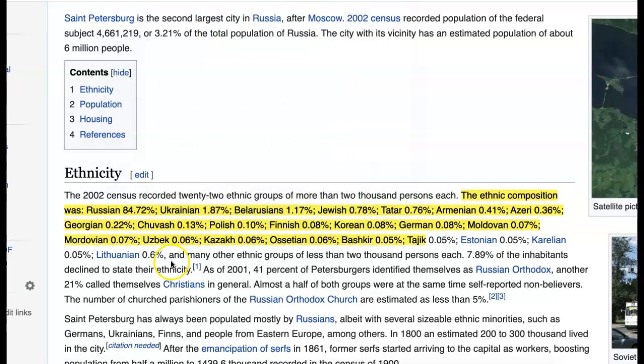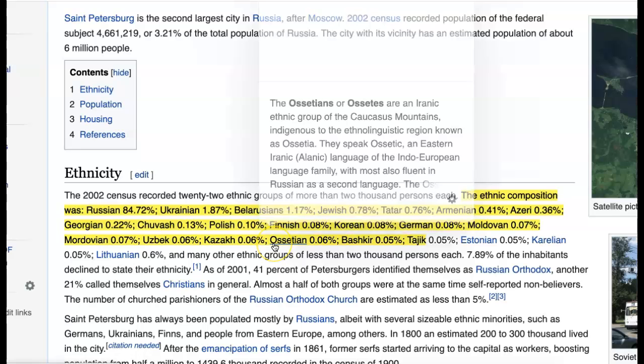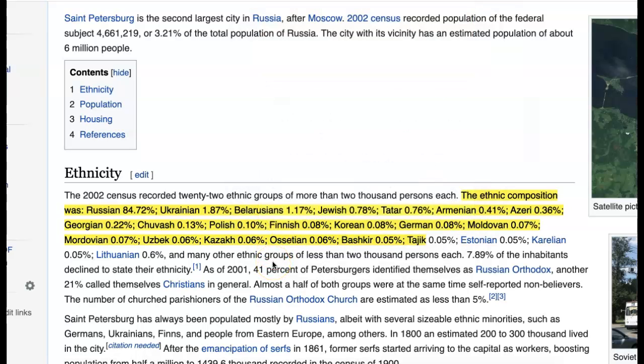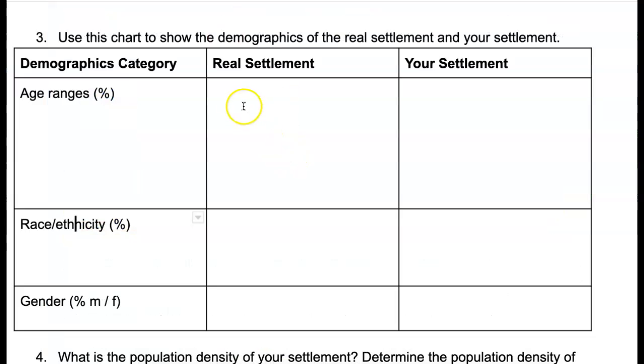And if you have that information, are you allowed to just take it and put it into yours? Totally. You should. So I see here the ethnic composition in 2002 at least was 84.72% Russian. So what I would do is go to race ethnicity and I would put Russian, 87%. Now Russian is not a race. Russian is an ethnicity. Race refers more to your skin color. Ethnicity is more what group do you belong to. So keep that in mind.